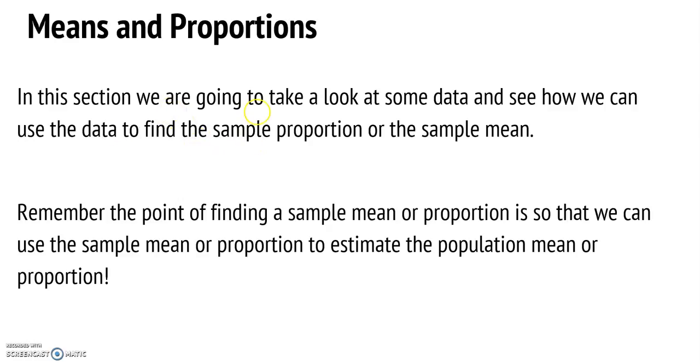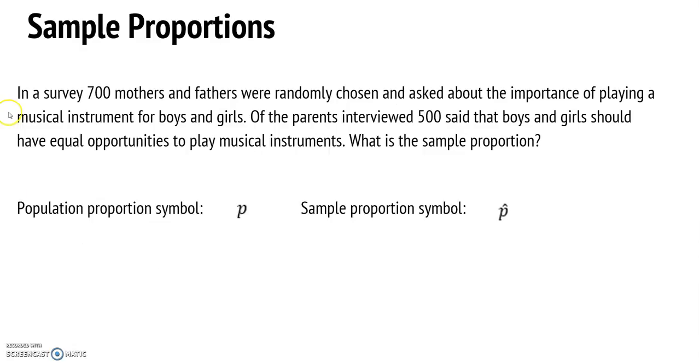Now remember that sample proportion and sample mean are going to be considered statistics because they came from the sample. And the point of finding a sample mean or a sample proportion is so that we can use it to estimate what the population mean or proportion is. So we're using the statistic, the sample mean or proportion, to estimate the parameter, or the population mean or proportion. So let's take a look at the first one.